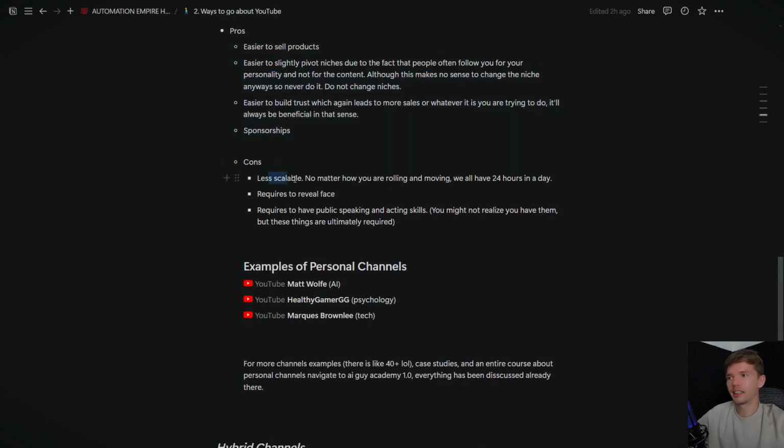So cons. Less scalable. It's something I mentioned earlier. No matter how you move, how you're rolling, we all have 24 hours in a day. Of course, you can scale, but it's not as scalable, or the scaling happens in a different manner, right?